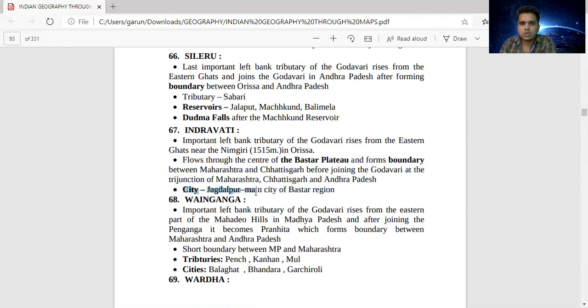Cities: Jagdalpur, the main city of the Bastar region. Next is Venganga.